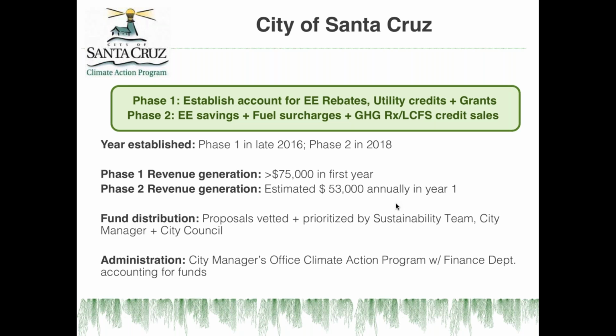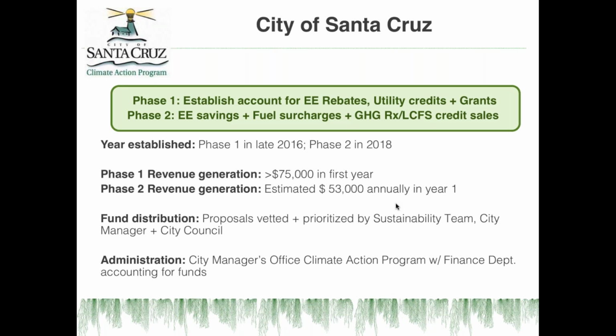The city is also exploring a couple different newish mechanisms that I mentioned at the start of the webinar, the CAPCO greenhouse gas exchange, as well as the low carbon fuel standard credit sales. And so they're doing some evaluation right now to understand whether those are viable and worthwhile to pursue.